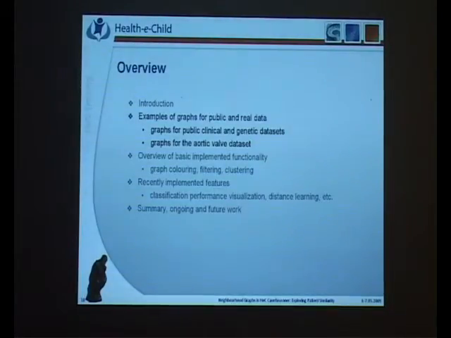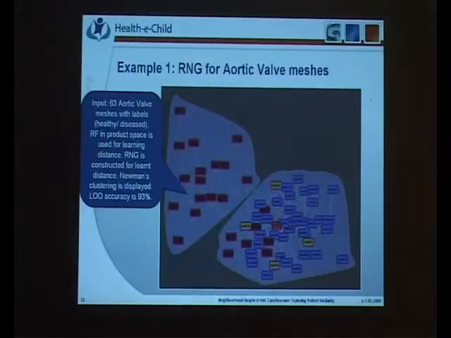So now I proceed to a bit more interesting part, to real examples of graphs of public and real data. This is a neighborhood graph, a relative neighborhood graph for a set of 63 aortic valve meshes. The color of labels here tells whether the mesh is healthy or diseased.